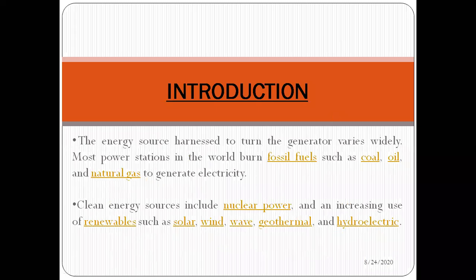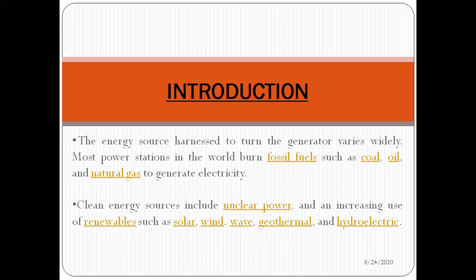Okay. Continuing the introduction about the generating station: the energy sources harnessed to turn the generator vary widely. Most power stations in the world burn fossil fuels such as coal, oil, and natural gas to generate electricity. Clean energy sources include nuclear power and an increasing use of renewables such as solar, wind, wave, geothermal, and hydroelectric.